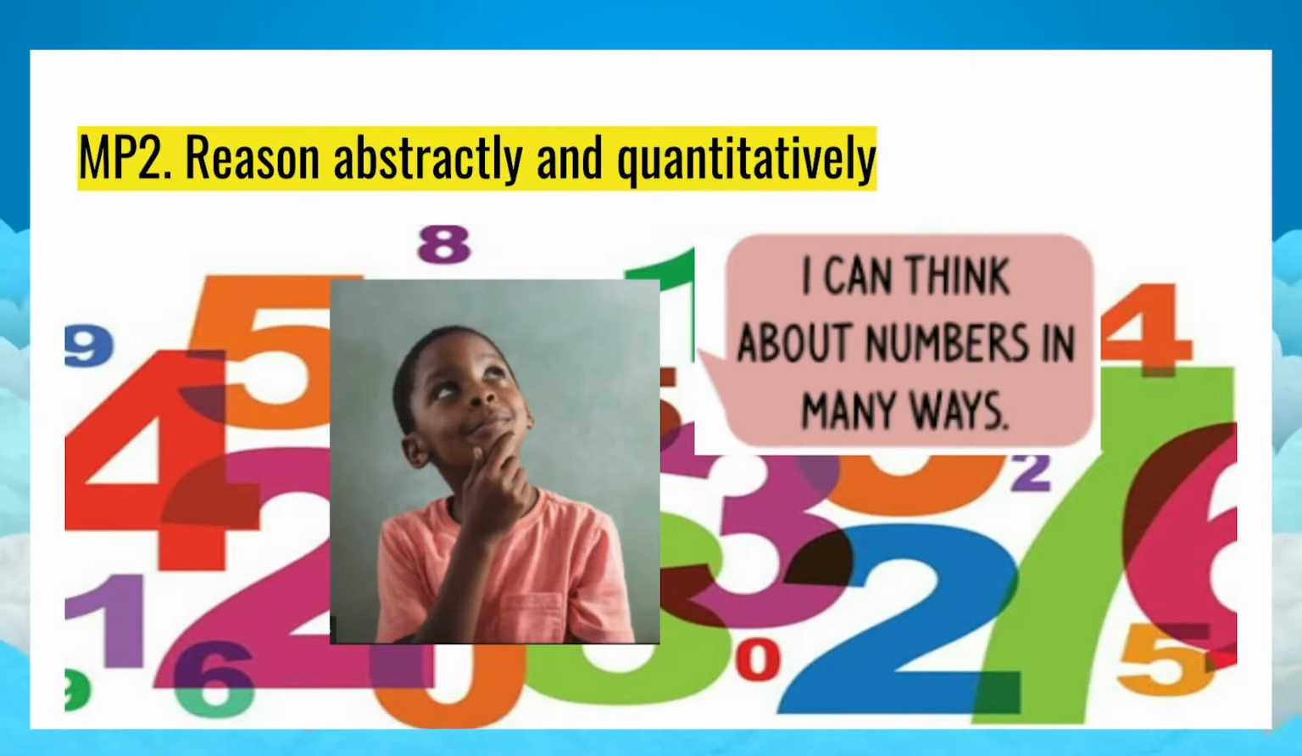Reason abstractly and quantitatively. Abstract and quantitative. Those are big words, but all that simply means is that you can think about numbers in many ways.